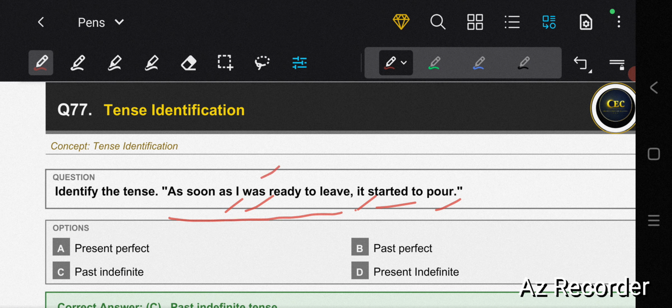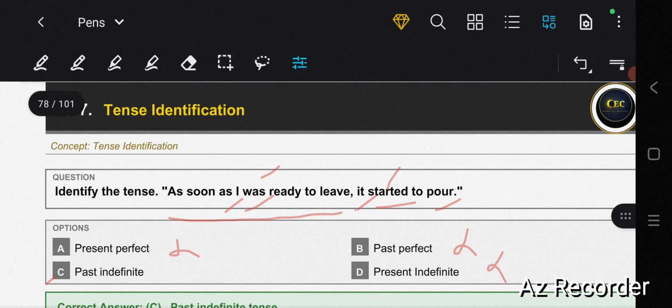So which tense would we have? Was, it is in past, and started also, it is in past, but which past? Past indefinite or past perfect? It obviously will be the past indefinite, not past perfect. And present indefinite, how can they be? They all are totally wrong. Okay, so option C is the correct one for the question.